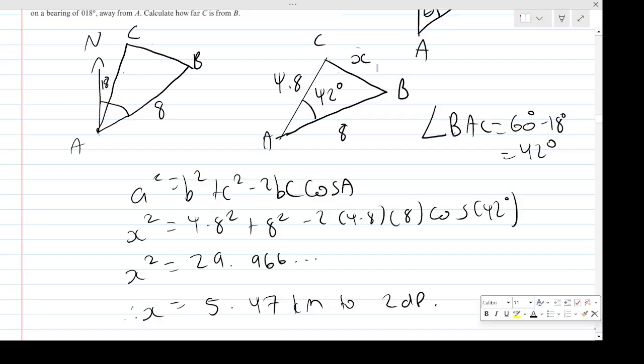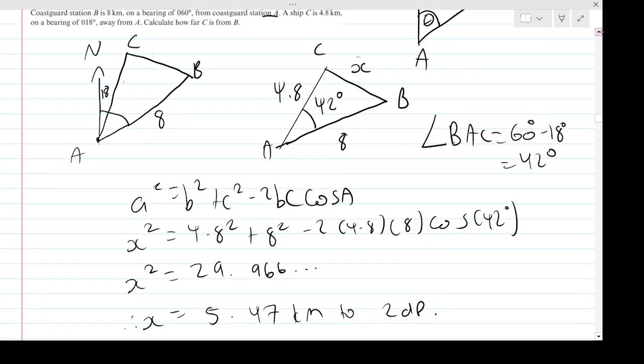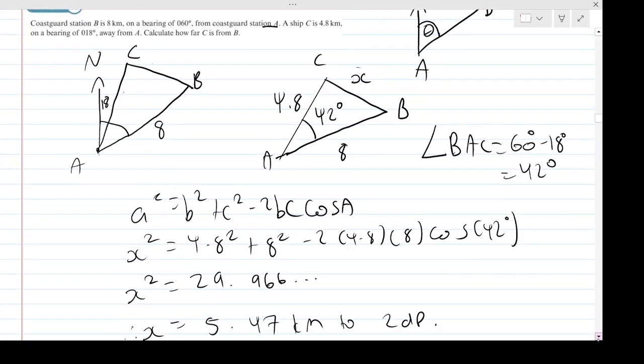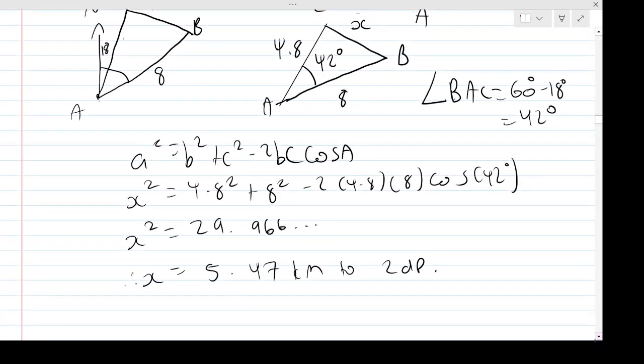Cool. So again, you are expected to know bearings as well. We'll see another bearings question later on. Hopefully that was a good refresher, and you understood why I got the angles that I did, and how I got 42 there. Other than that, it should be a fairly straightforward cosine question once we've got the triangle. But there we are.